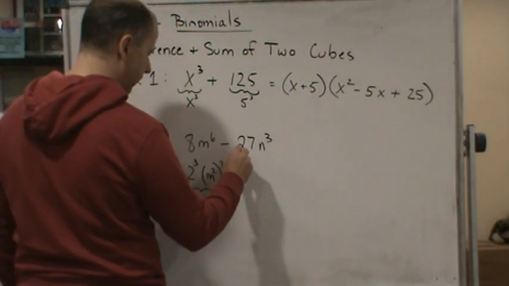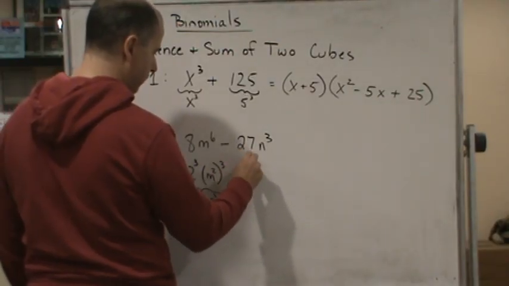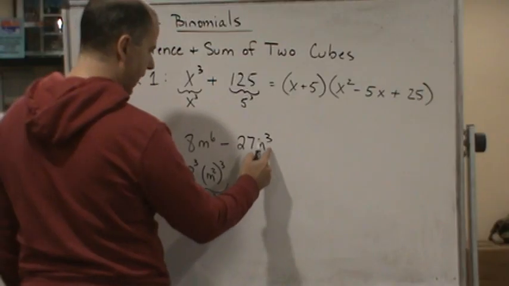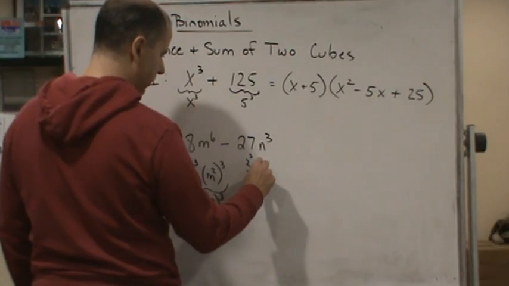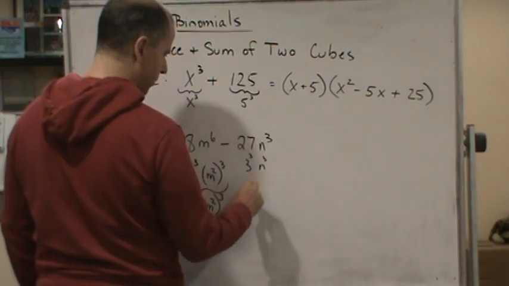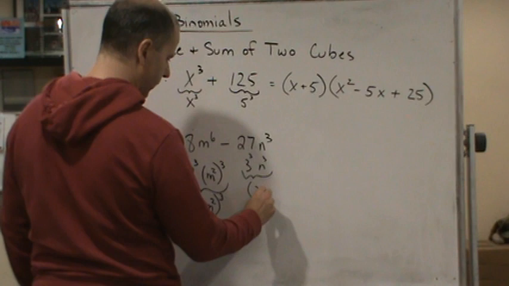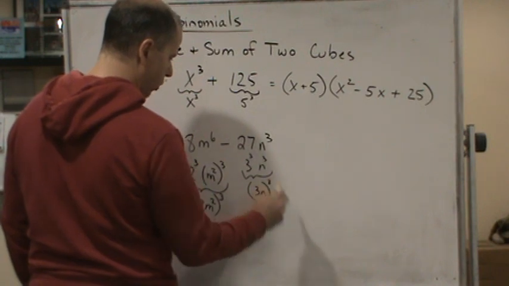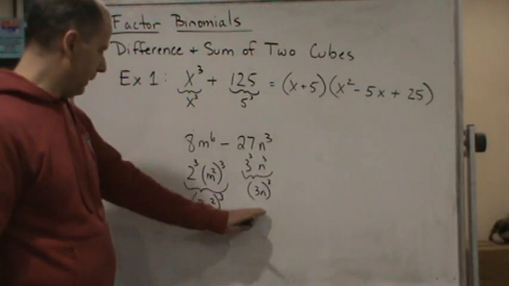Now what about this one? Here we've got 27, which is 3 cubed. And then of course n cubed is n cubed, right? So that's going to be n cubed. And so this gives us what? This gives us 3n quantity cubed. And so now we got our A and B.